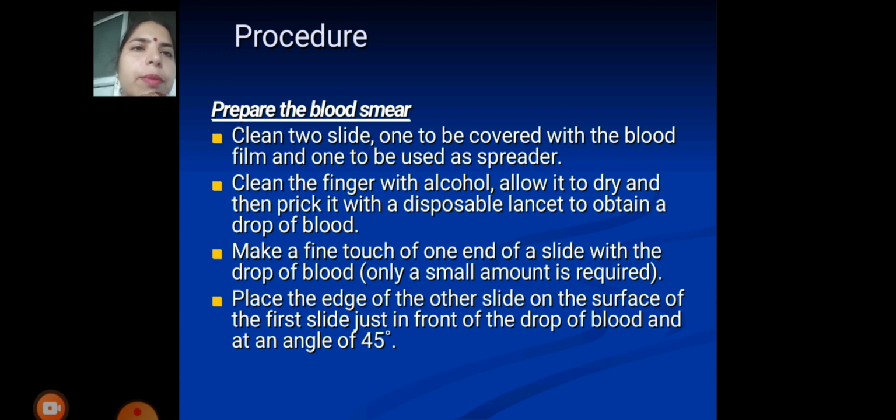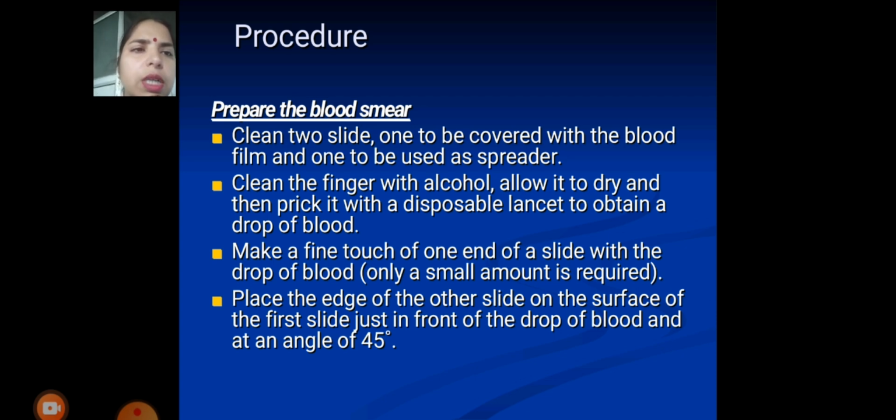Next is the procedure: prepare the blood smear. Clean two slides, one to be covered with the blood film and one to be used as a spreader. Clean the finger with alcohol, allow it to dry and then prick it with a disposable lancet to obtain a drop of blood. Make a fine touch of one end of a slide with the drop of blood. Only a small amount is required.